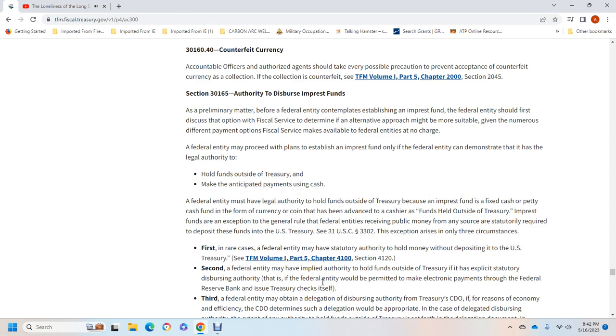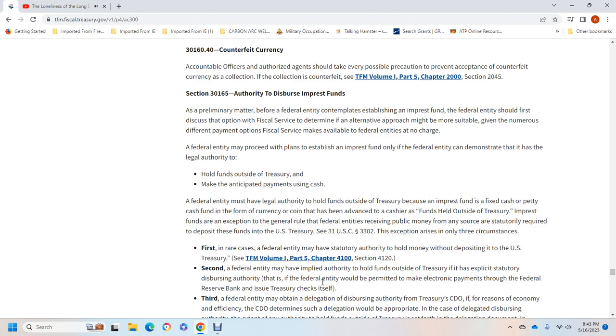with the deposit of these funds with the U.S. Treasury; see Section 31 U.S. Code 3302. The exemption applies only in three circumstances. The first is a rare case where a federal entity may have the statutory authority to hold the money without depositing it in the U.S. Treasury.